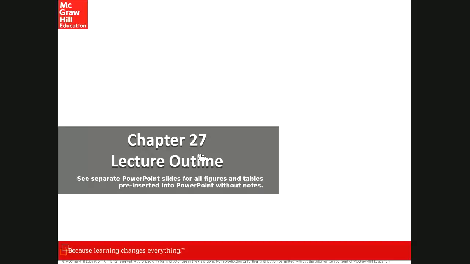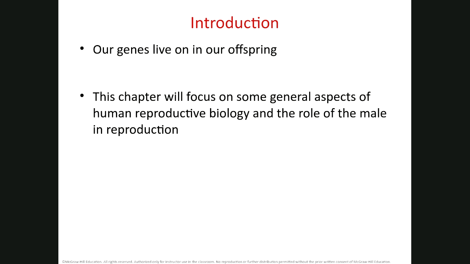All right, class. Let's go ahead and deal with chapter 27. This is the male reproductive system. It's been said our genes live in our offspring, because with that, male and female share their genes and will dictate what the next generation will be. So, very interesting.